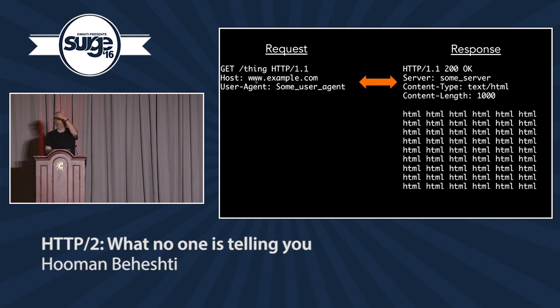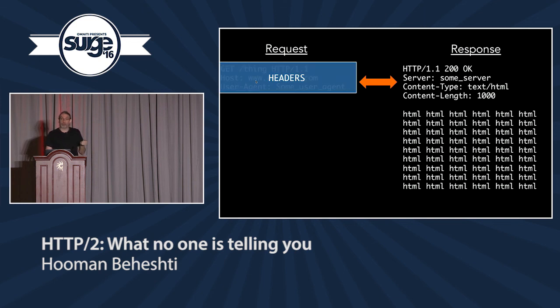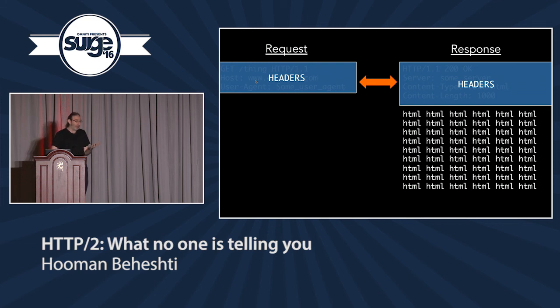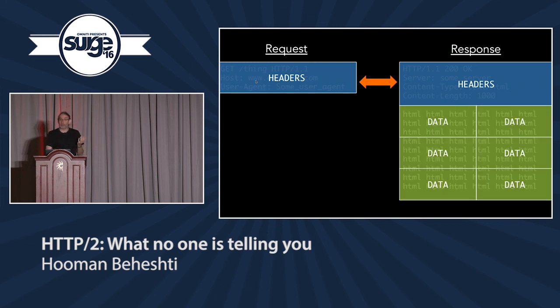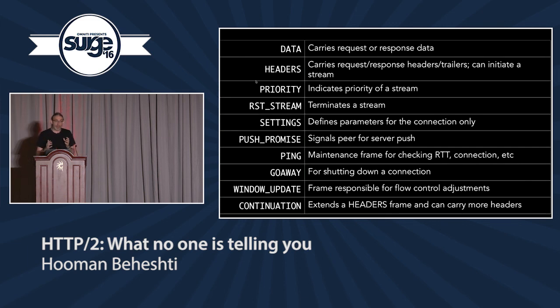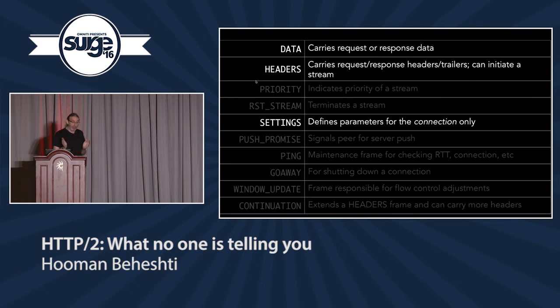The server sent you a bunch of response headers with a bunch of response body. In H2, you send a headers frame with all your request headers, and in response, the server sends a headers frame with all the response headers and a bunch of data frames with all the actual data, the payload. There's a whole bunch of different frames defined by the protocol. I'm not going to talk about all of these.